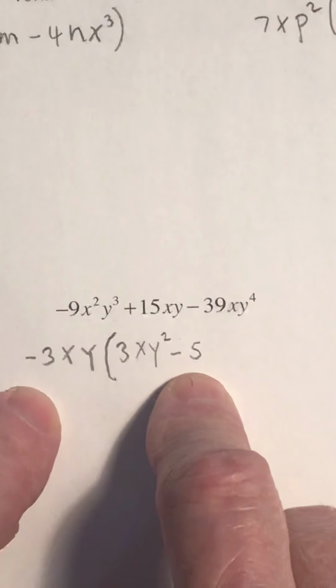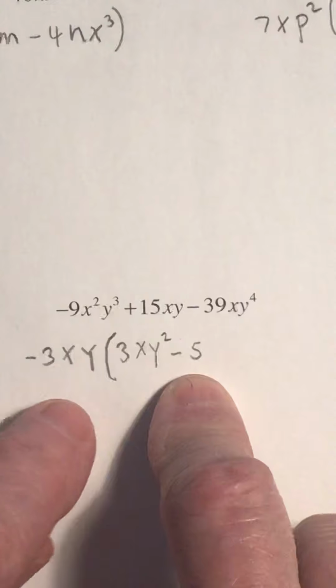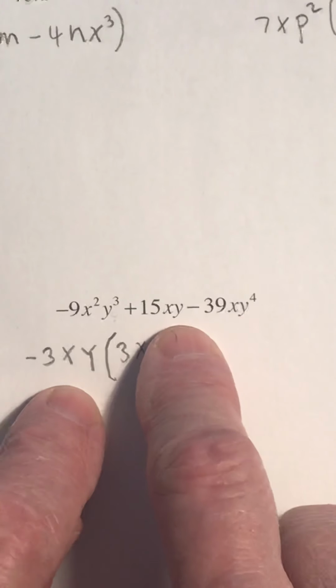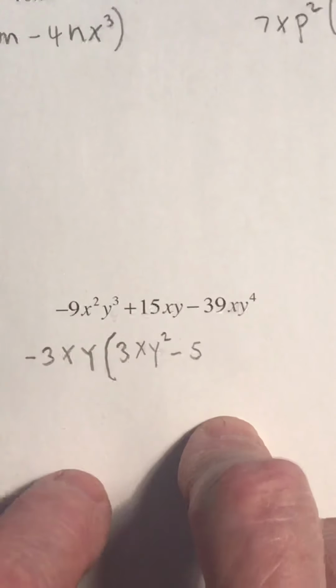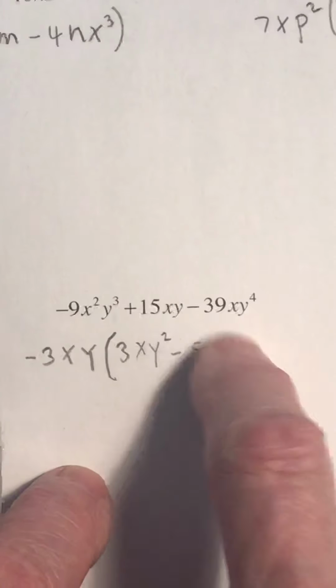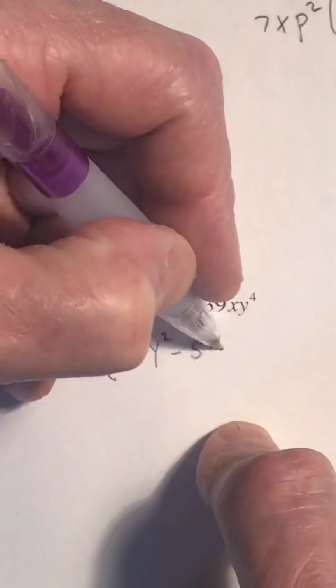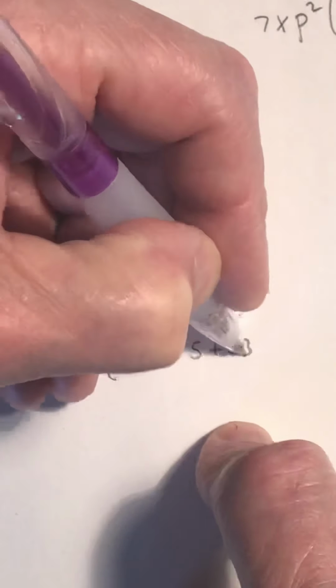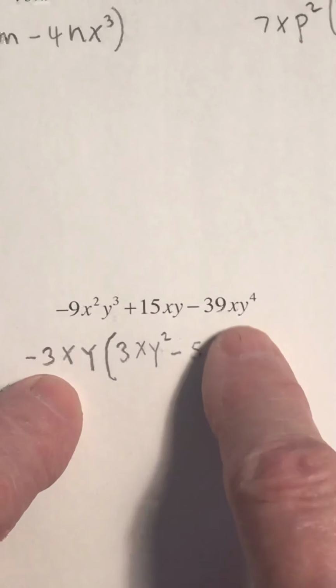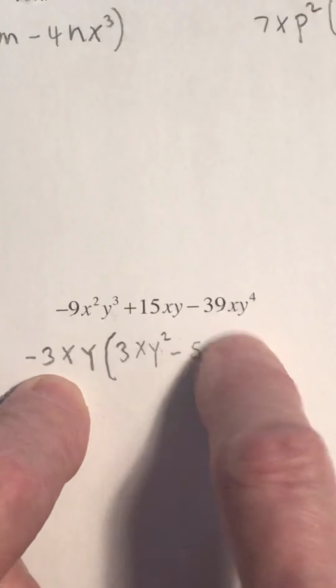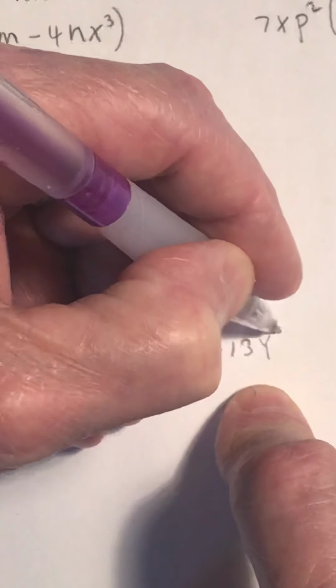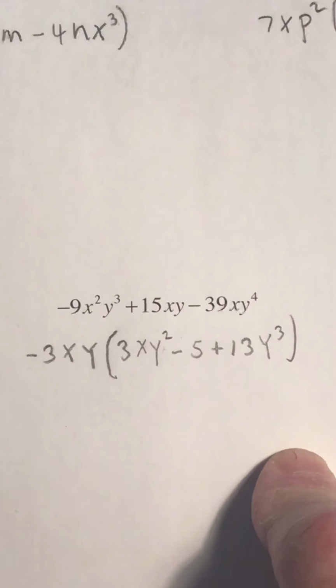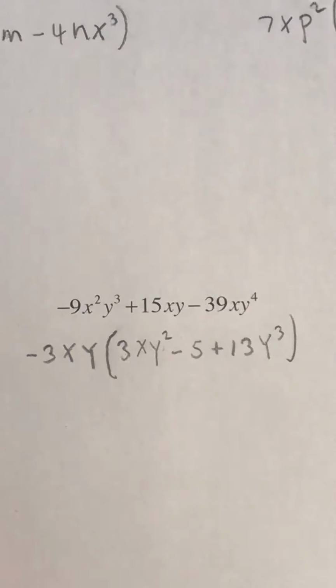That'll make the plus 15, right? And the x and y are already a done deal. And we want the next thing to be minus 39, so we use plus 13. That'll make minus 39. The x is okay, and the y, we need a y to the 3rd. And that concludes page 2.